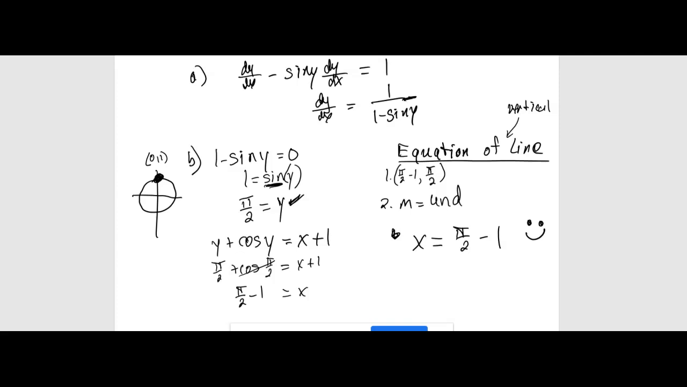Remember what a vertical equation looks like? The equation of a vertical line is always x equals some number. So once you have that number, when we do that right up here and get this x coordinate, this is the equation.